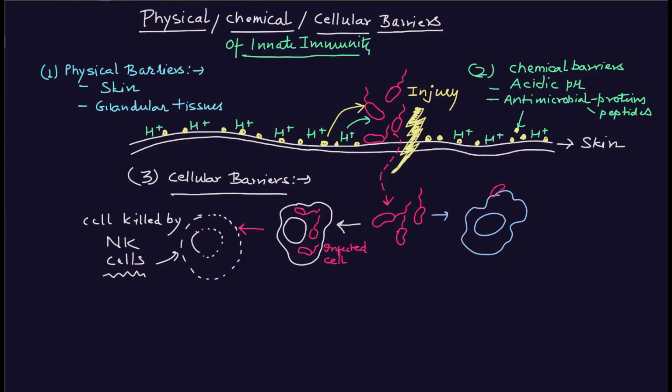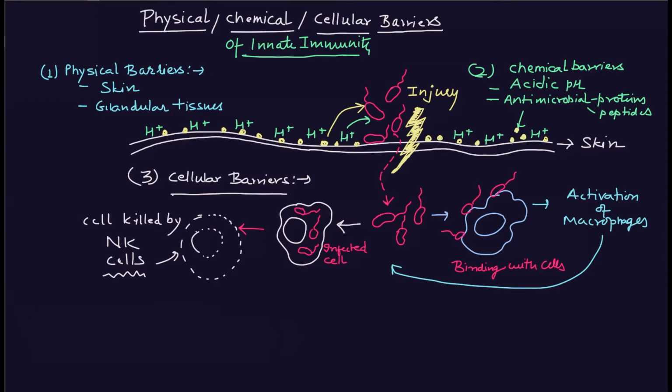Second point is these bacterial cells can attach to other immune cells and activate those cells by binding with these cells, which is also known as activation of the immune cells or the activation of the macrophages. After the activation, what will happen? The process of phagocytosis is going to occur. And by that process, the immune cells are going to destroy the entered pathogen.